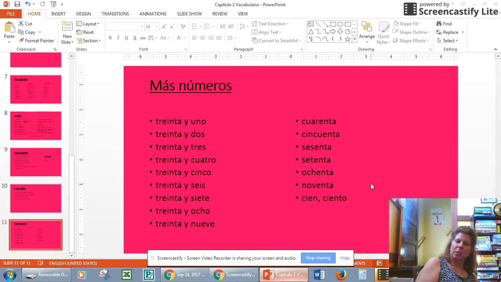Then it's going to be cien. Otherwise, it is going to be ciento. So 101 would be ciento uno. You don't use the E. 102, ciento dos, and so on. You just keep going with it.